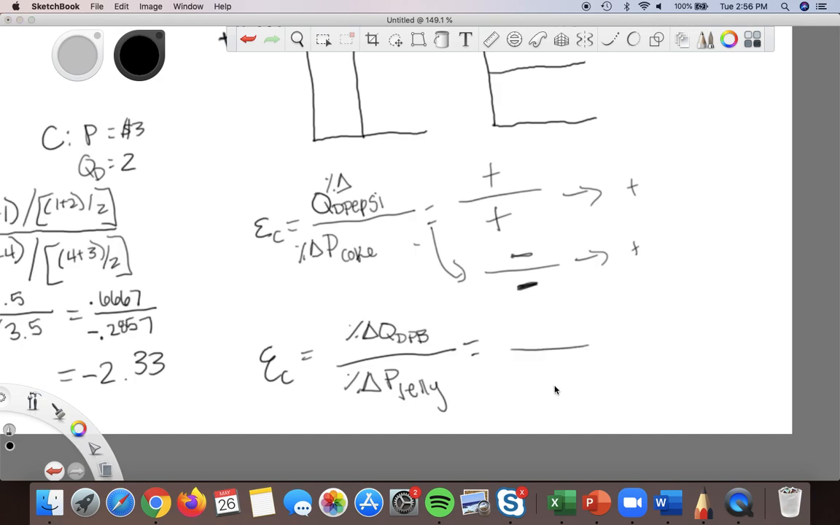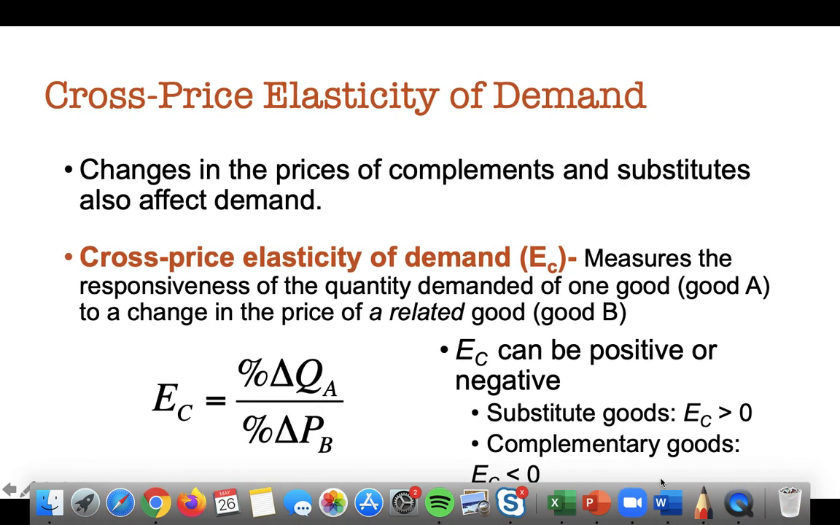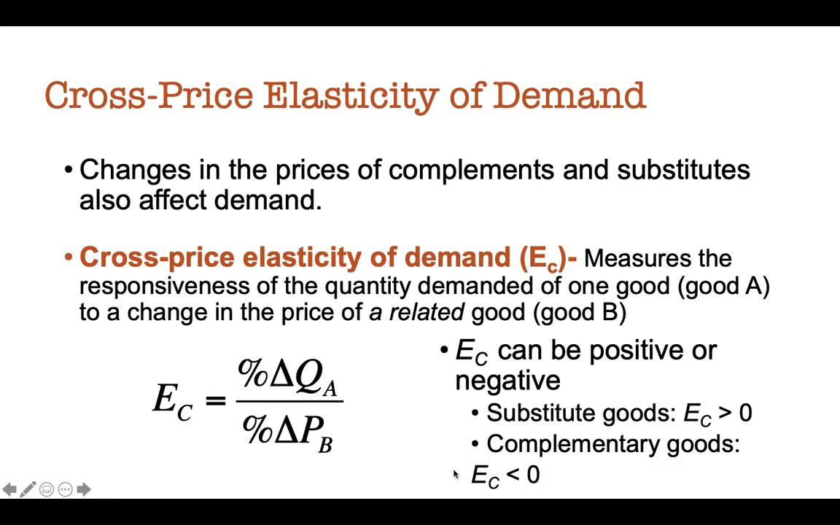So if jelly is decreasing, it's on sale at the store, I'm going to buy more peanut butter, right? So I get a positive over a negative, that spits out a negative result. If jelly is really expensive, goes up in price, I don't need as much peanut butter to go with it, so I get a negative number over a positive number, still spits out a negative number as a result. So for complement goods, we're always going to get a negative number for cross-price elasticity.